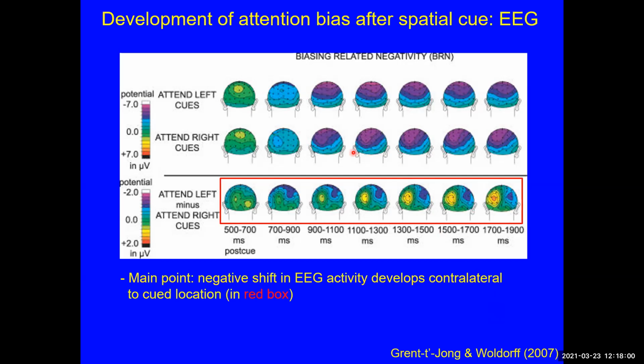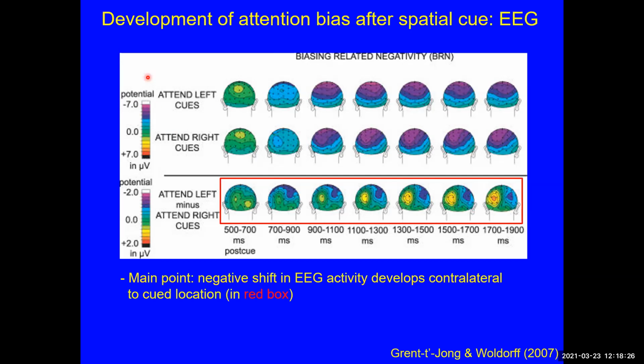And so what we're looking at here is after this cue, this slow potential develops as the person is shifting their attention in space. And they call this the biasing related negativity, the BRN. I don't think that's really a standard term in the field nowadays, but that's what they use for this paper. And you can see here that there's this negative potential that develops here. That's what the purple is showing.